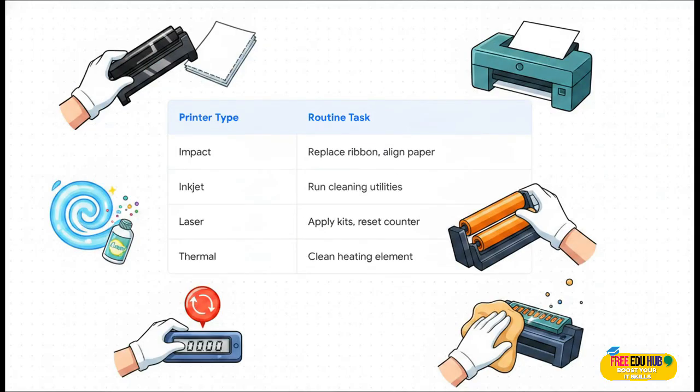Which brings us to our final stop, Section 6, Maintenance and Troubleshooting. Okay, let's get down to business. This is the climax of our technician's journey, systematically solving problems when things inevitably break. Preventing tickets starts right here with routine maintenance, and it completely depends on your printer category.